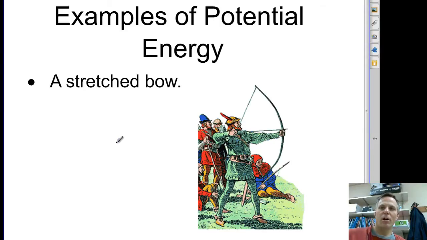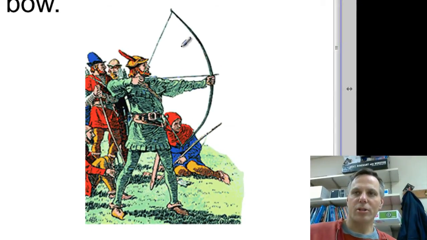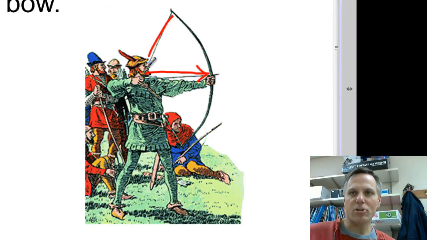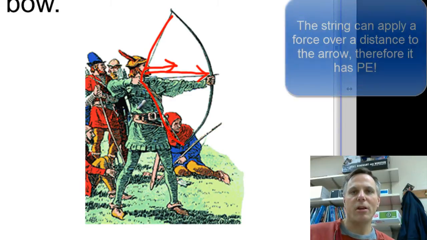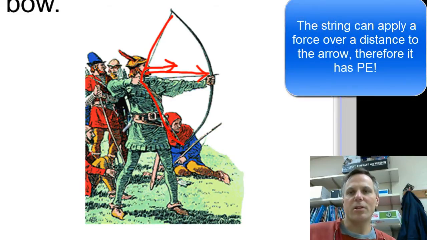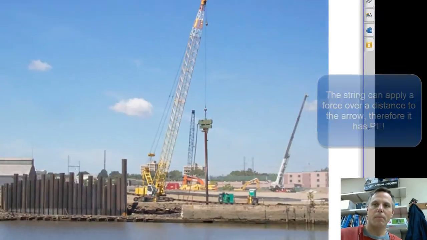Here's an example of a stretched bow. So you can see the bow is stretched back all the way here. The arrow is sitting there ready to be shot. It hasn't been shot yet, but this string right here that's been stretched can apply some sort of a force to that arrow over some distance. So since it can apply a force to the arrow over some distance, we say it has potential energy. It has the ability to do work.